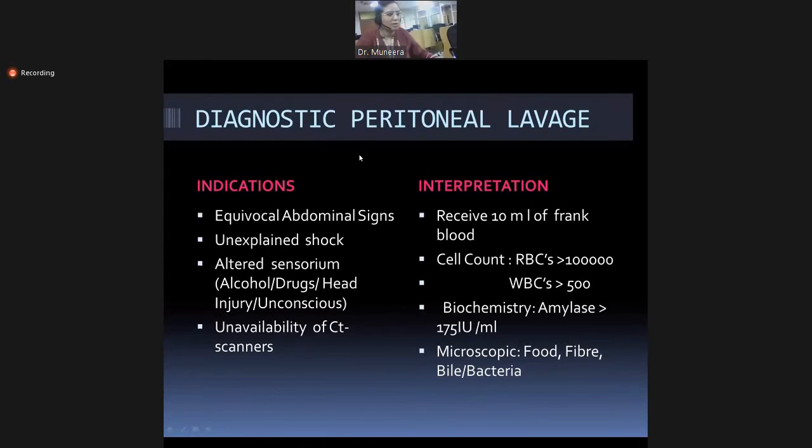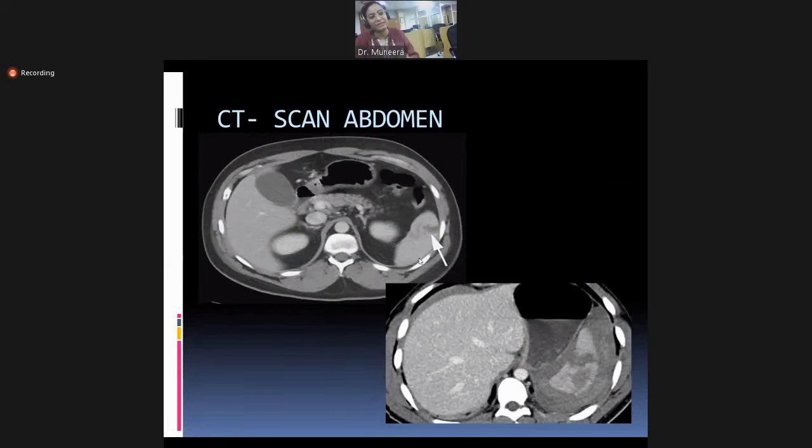Now comes the CT scanner. Second is the CT scanner, which is also part of adjuncts, but the secondary adjuncts, not the primary adjuncts. In this CT scan, you can see on the left side the arrowhead indicates the spleen has been injured. And this is blood around the spleen, indicating splenic trauma.